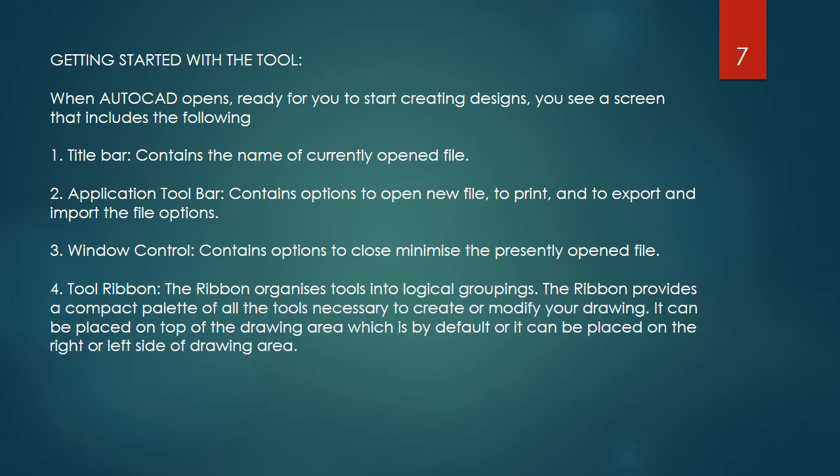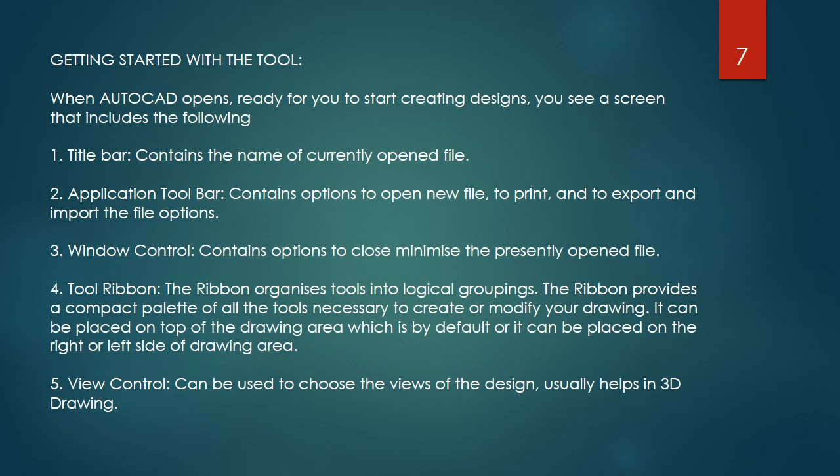Tool ribbon. The ribbon organizes tools into logical groupings. The ribbon provides a compact palette of all the tools necessary to create or modify your drawing. It can be placed on top of your drawing area, which is the default, or it can be placed on the right or left side of your drawing area, depending upon your requirement, of course.